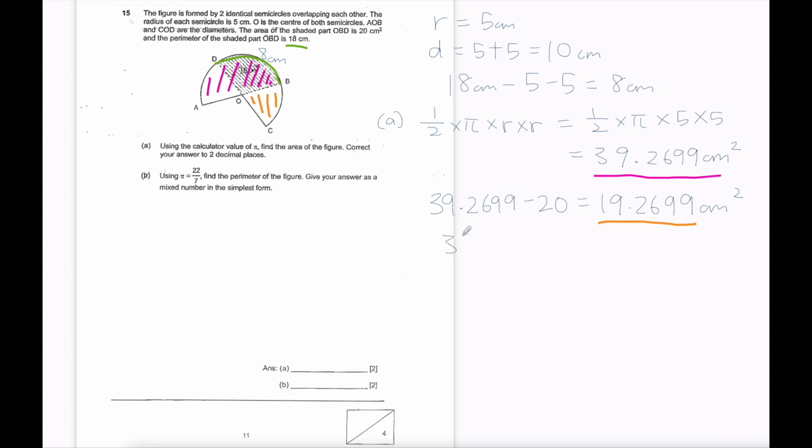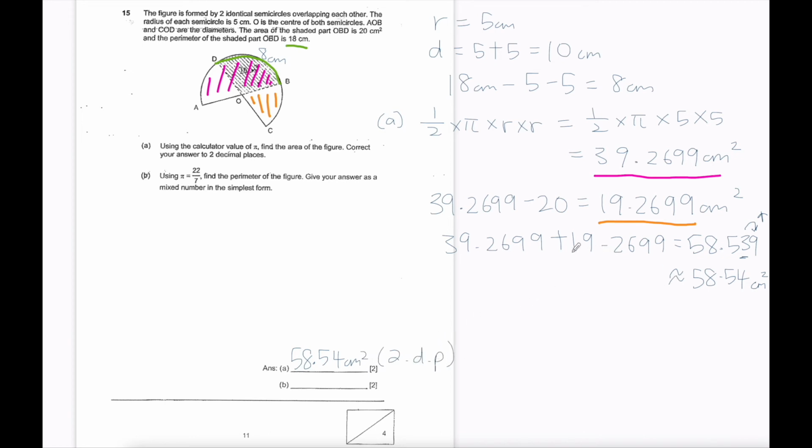Which is 39.2699 plus 19.2699. I'm going to get 58.539. I need to round off to 2 decimal places, so I'll underline 3. Since I underline 3, I need to look to my right-hand side. It's a 9, which is more than 5, so I need to round up. So I'm going to get 58.54 cm square, and that's the answer. I rounded off to 2 decimal places.